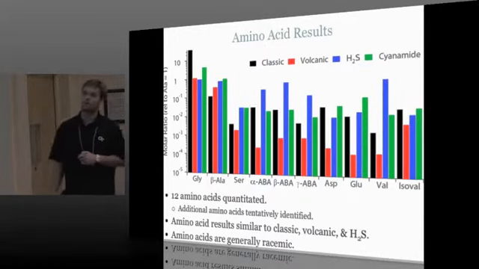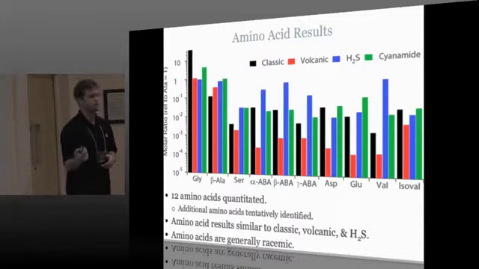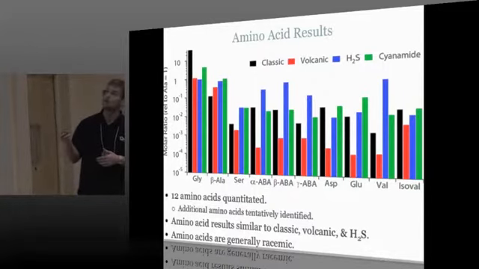And if we look at our amino acid data, we can see very clearly that the cyanamide spark discharge experiment does produce amino acids, and it produced them in good yields. And in fact, it compares very well to the previous spark discharge experiments that he had conducted.